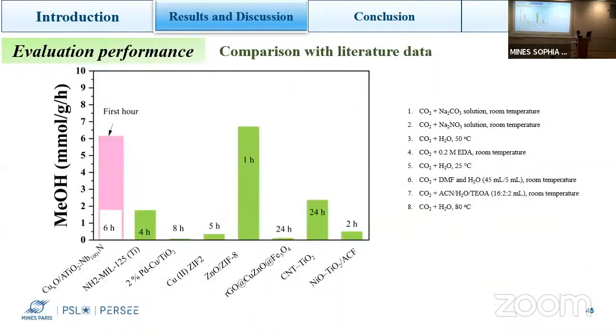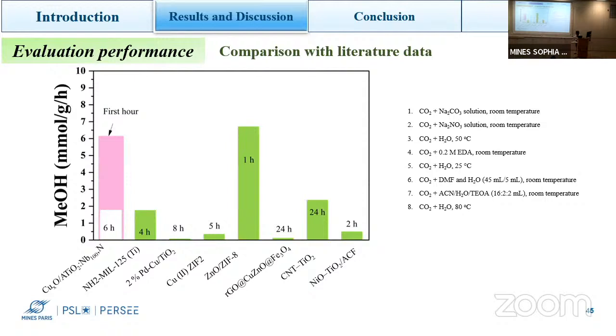And then we compare our best catalyst with some results in the literature. Because they are different catalysts and they were using different systems, sometimes pure water, sometimes organic solvent, it's difficult to compare, but we tried to find some similar ones to compare.